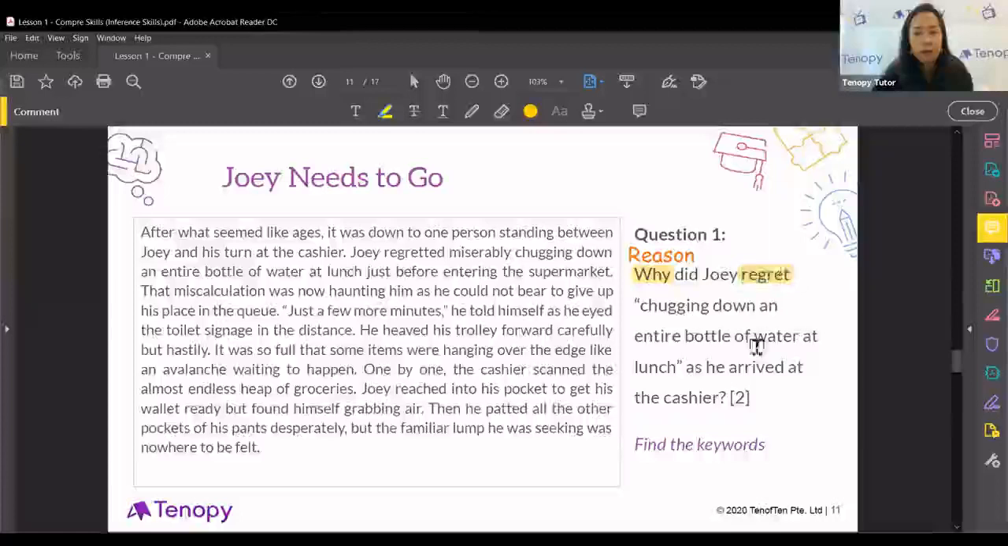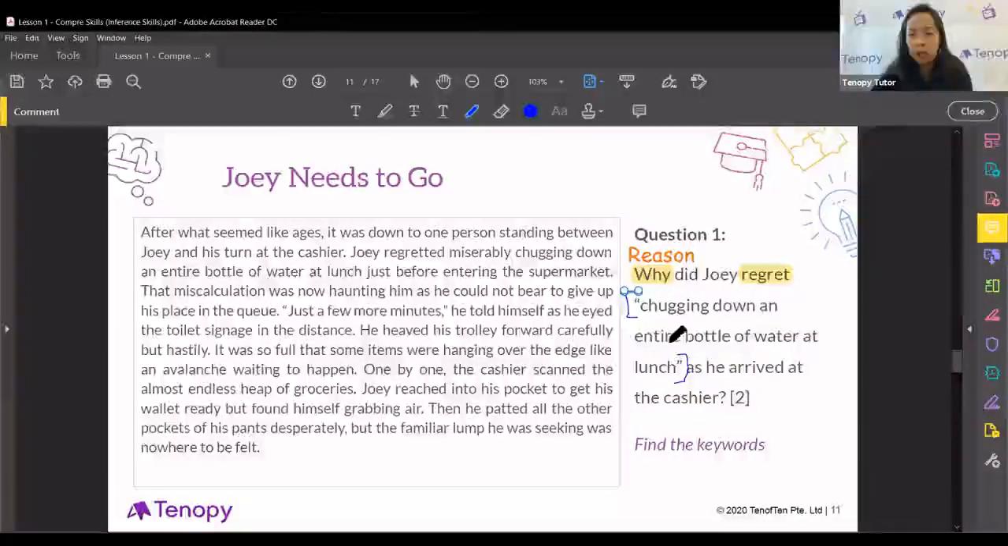Cynthia, very good. We forgot this word here, regret. Regret is a feeling, so we have to be able to interpret this feeling. So why did he regret? Regret what exactly? Doing this action right here. So we have to understand what is going on.